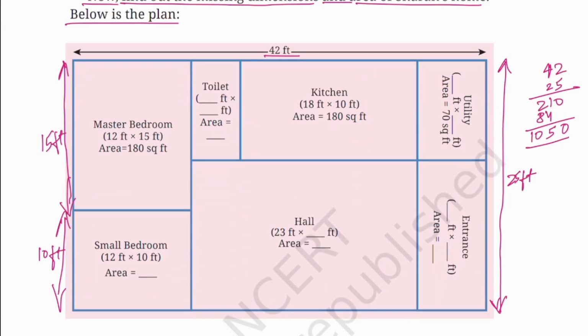Since this one is the utility, its area is 70 square feet, its length is 10 and width will be 7. Similarly, entrance, its width will be 7 and length will be 25 minus 10, that is 15. Area will be 105 square feet.